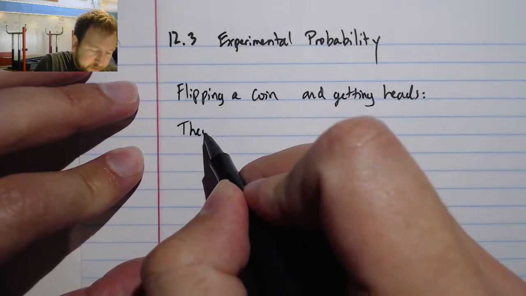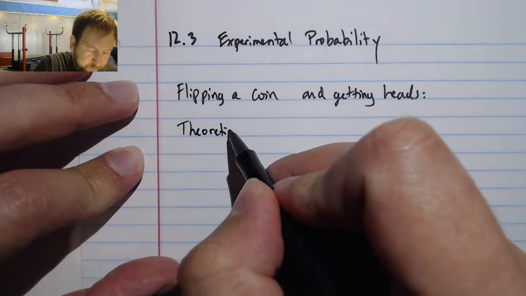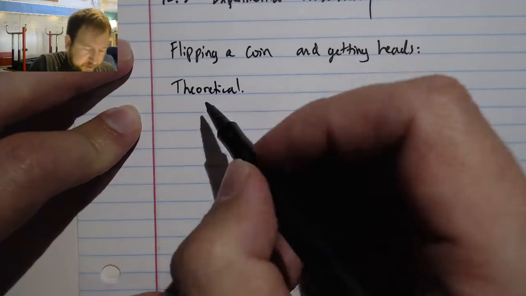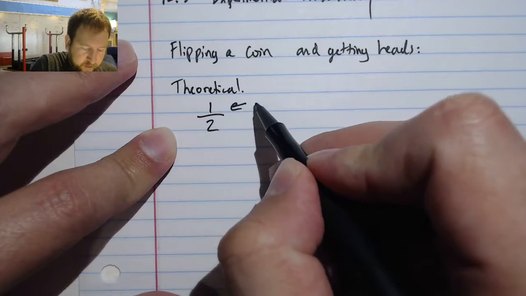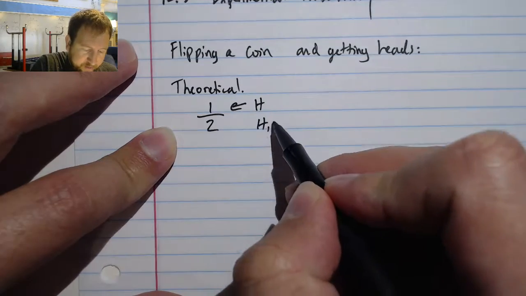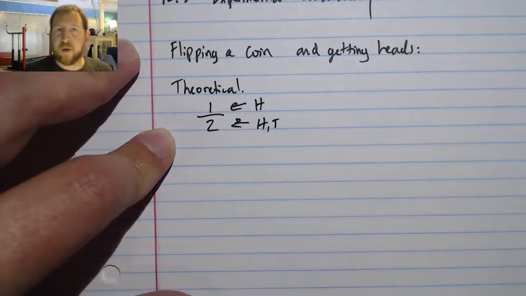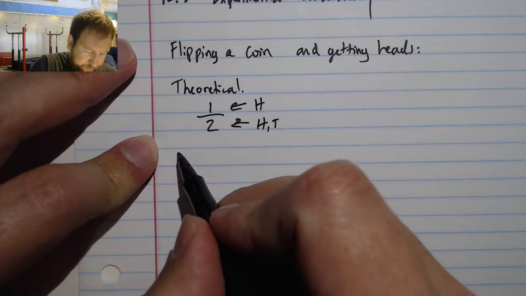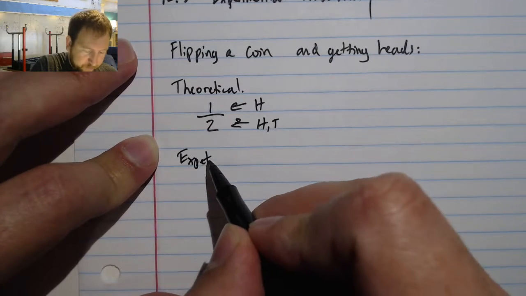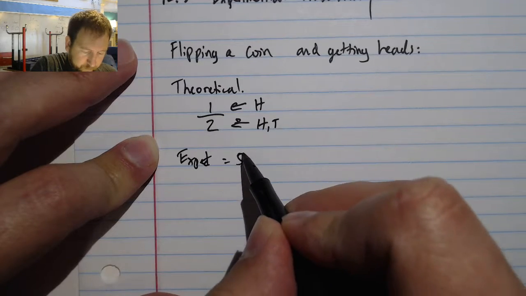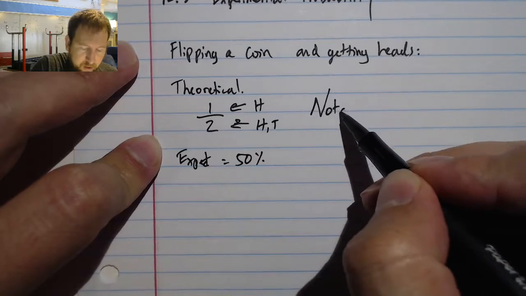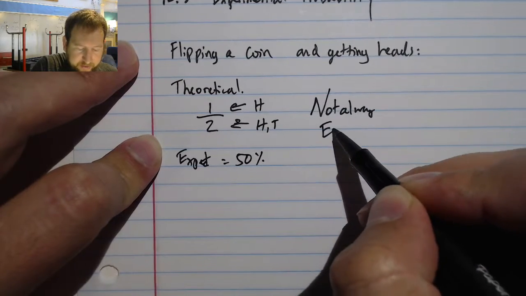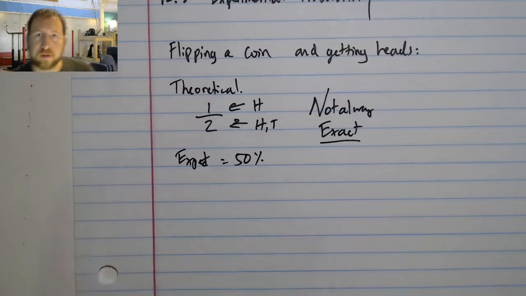So we already know how to do the theoretical. That is quite simply when we take the outcome we're looking for, in this case 1 over 2, because we're only looking for heads, and there are heads and tails available. So our probability that we expect should be 50%. But when we test, it's not always exact. And that's what we will start to notice when we're doing probability.